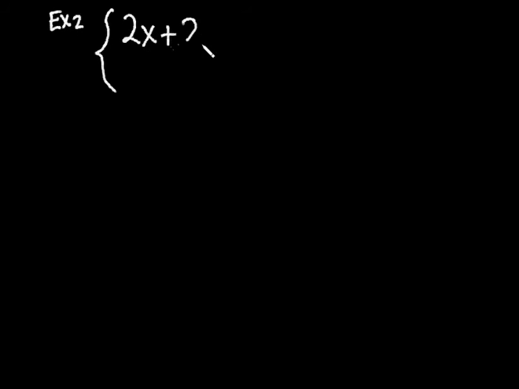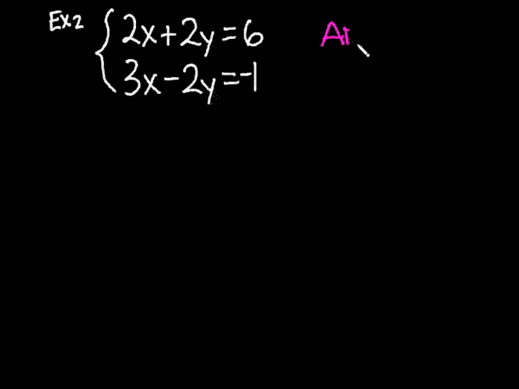So here we got 2x and 2y equals 6, and 3x minus 2y equals -1. All right, and we have a goal for this, right? In this case, when we're looking at it, what are we going to eliminate? In this one, we're going to eliminate the y variables. If I look at this example here, I got a 2y, I got a -2y.